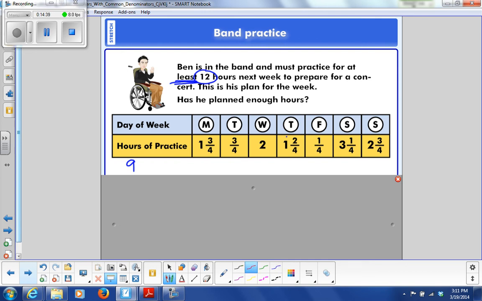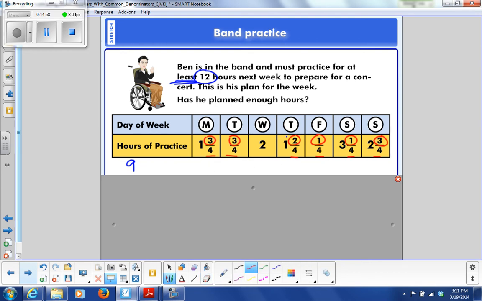Okay. And then I'm going to add the fractions. I have all 4s here. So I can just add the numerators together. So I have 3, 1, 1, 2, 3, and 3. So I have 3, 4, 5, 6, 7, 8, 9, 10, 11, 12, 13 fourths.